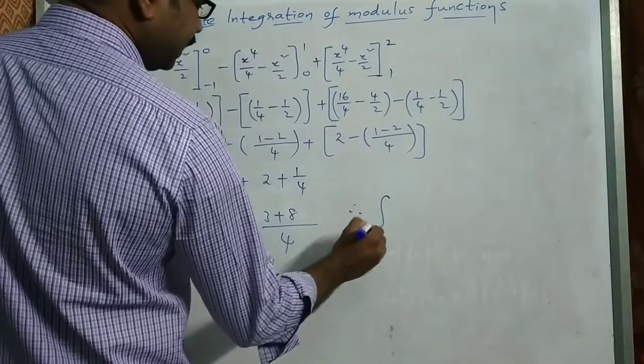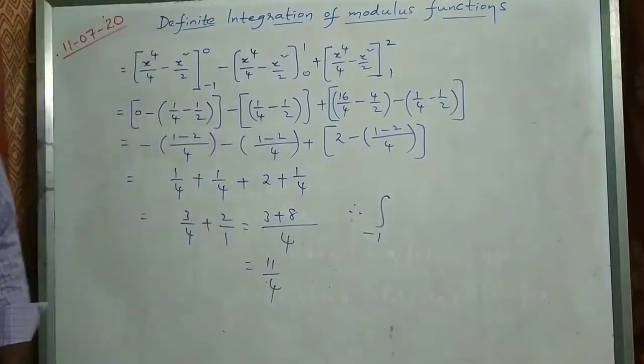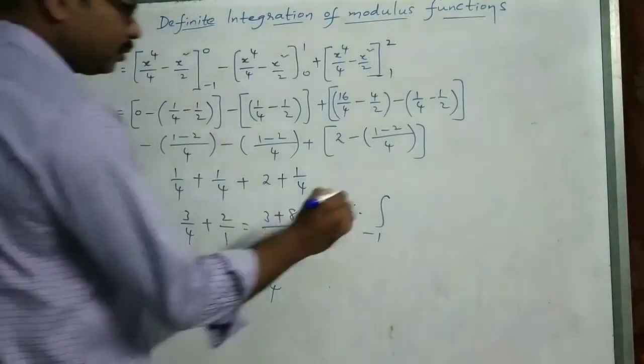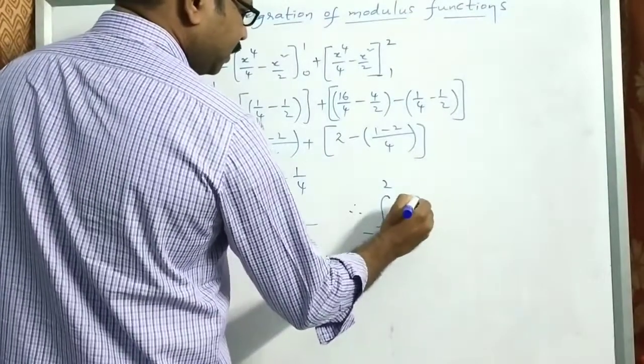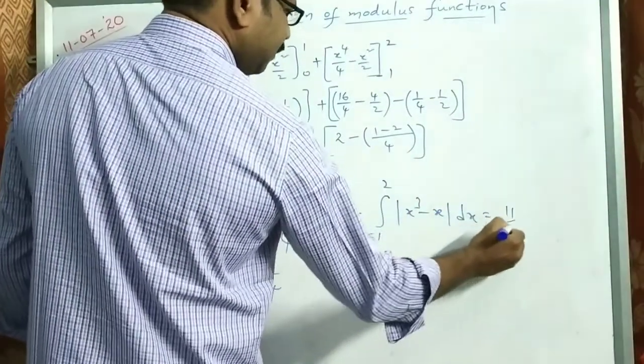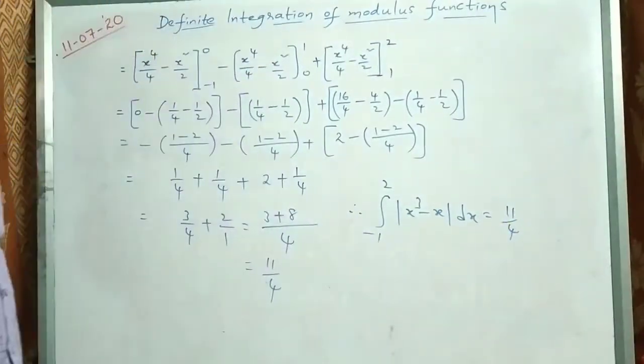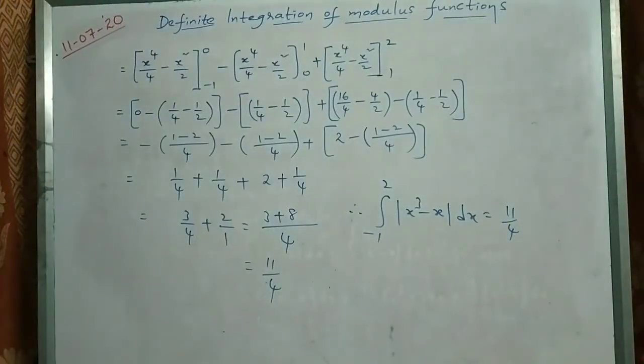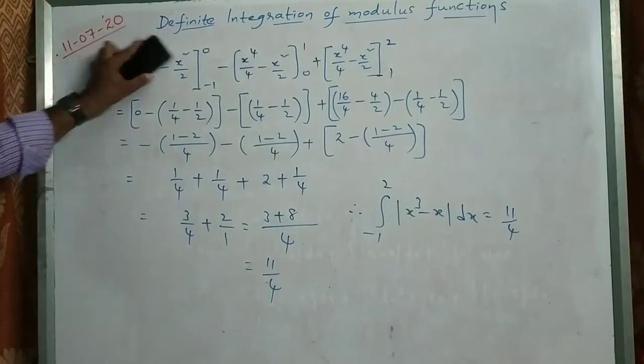Therefore, integral minus 1 to 2 mod x cube minus x dx has value 11 by 4. That is the end of the solution.